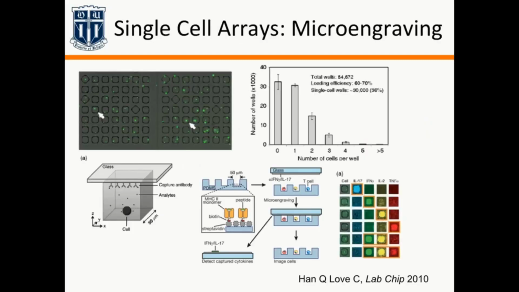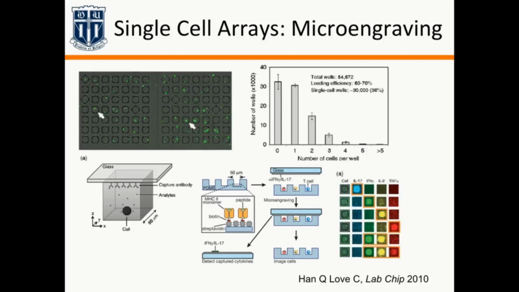So the first example is from the Chris Love group at MIT, and they are basically creating a morphological template of wells. So you see the wells right here, and they essentially just let cells passively settle into these wells, and it settles by a random Poisson distribution. Some wells have 0, 1, or 2 of the single cells in each of the wells. And then they can do certain things like put cytokine capture antibodies and look at secretion of these cells, and that's what you see here.